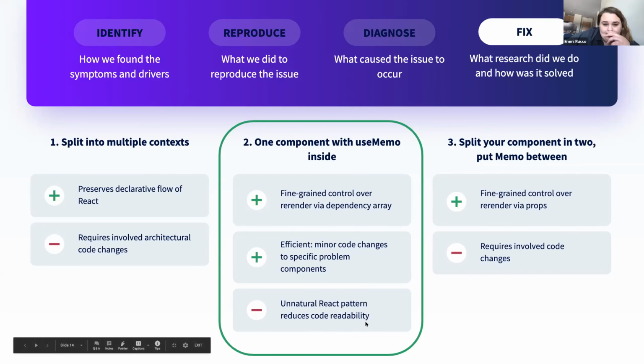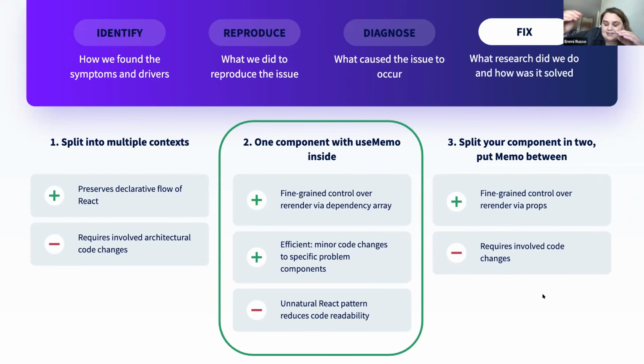I'll also mention there's one other solution, which is splitting your component in two. So one's receiving the context and then passing those values as props into a pure component. That way you also have the fine-grained control, but you're using it through props instead of a dependency array. And that just required a little bit more restructuring and reorganization than useMemo did. And useMemo honestly was the first one that we got to work really quickly. So that's what we ended up going with.